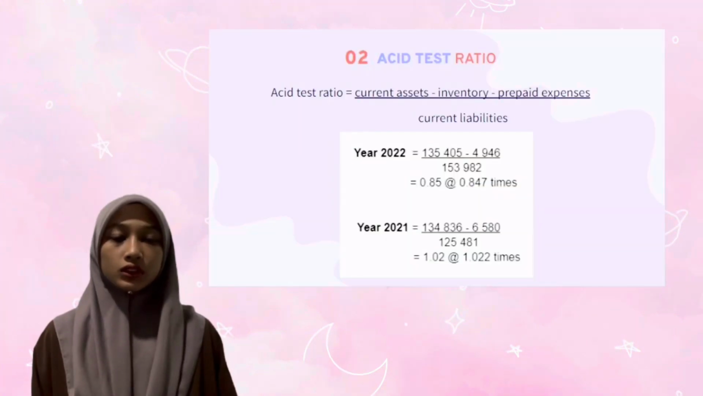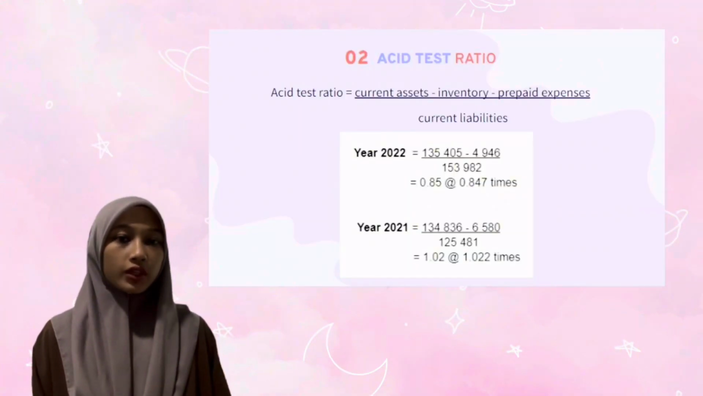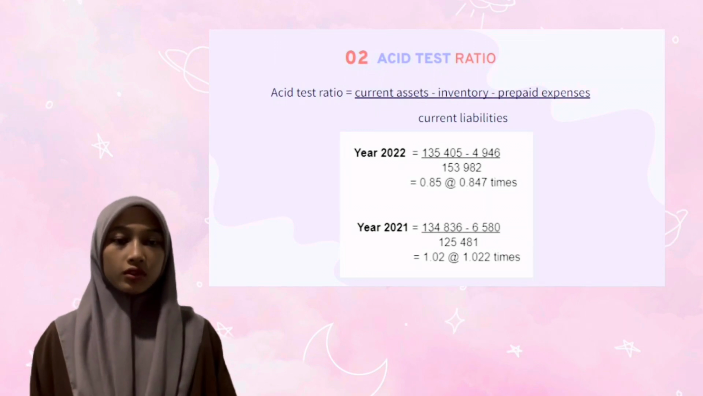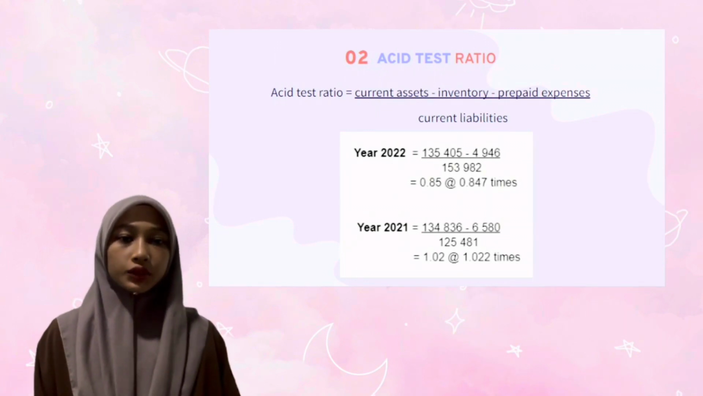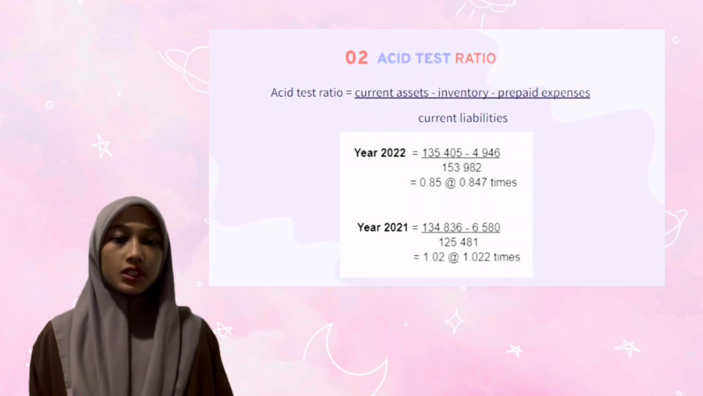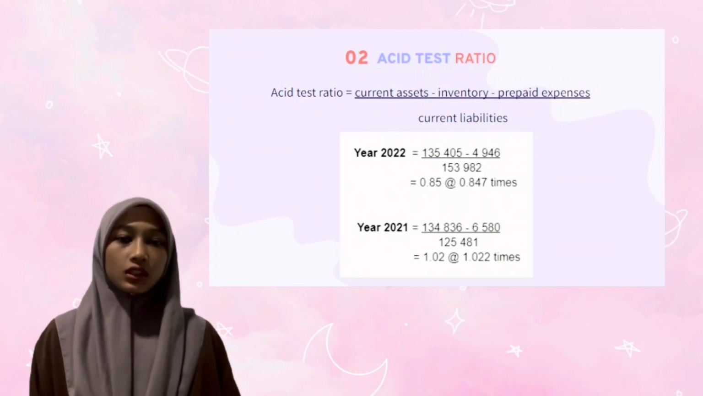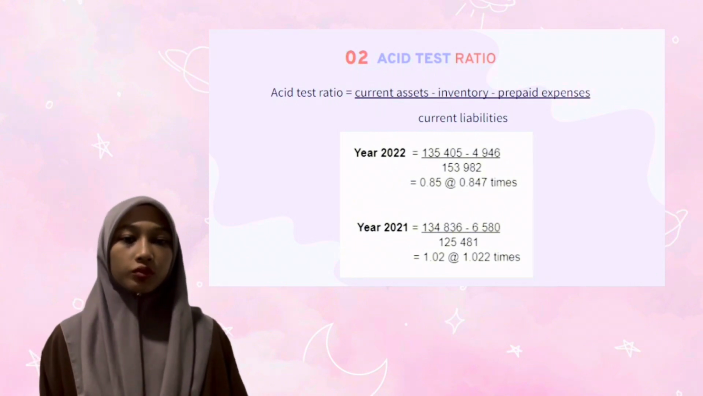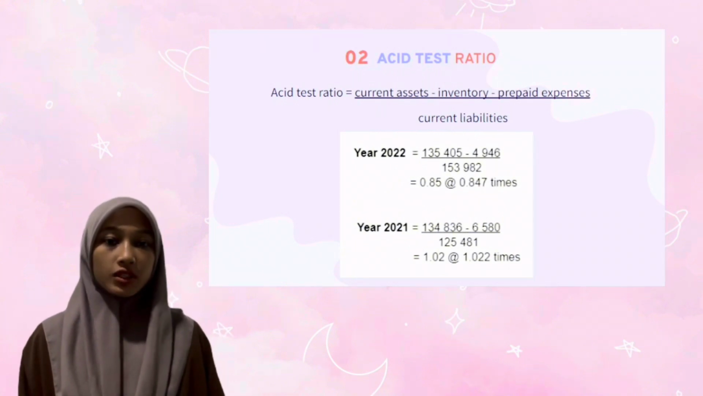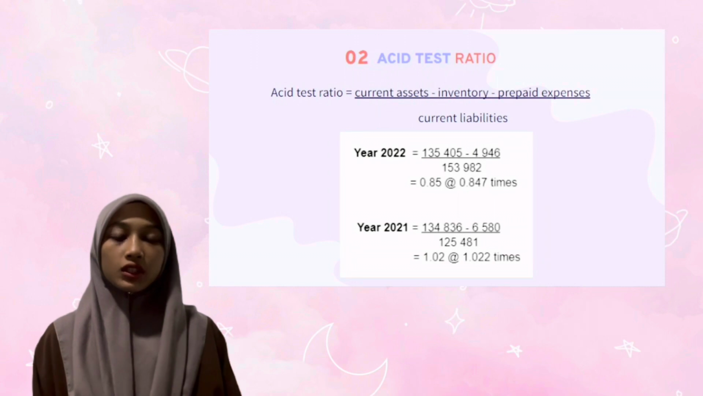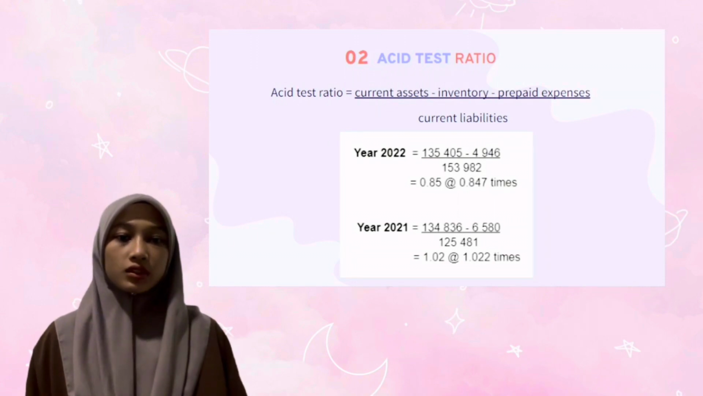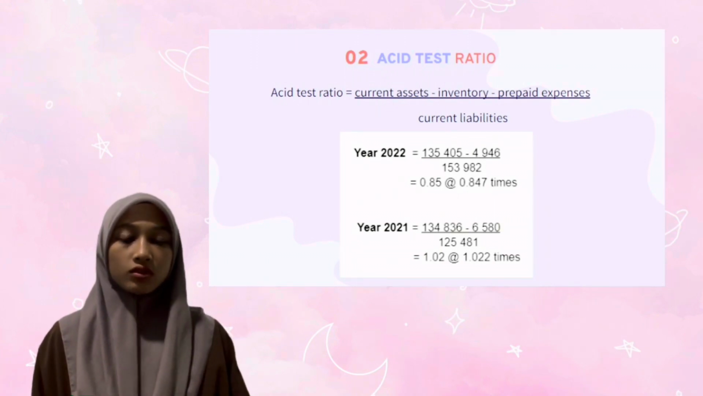I will continue question 1.1. I will explain about the asset test ratio and the calculation based on attachment 1. The asset test ratio indicates whether the firm has enough current assets to cover current liabilities without selling inventory. Thus, inventory will be deducted from the total current assets and prepaid expenses, divided by current liabilities. But in this question, prepaid expenses were not given.